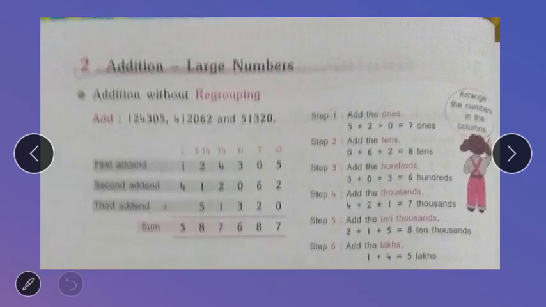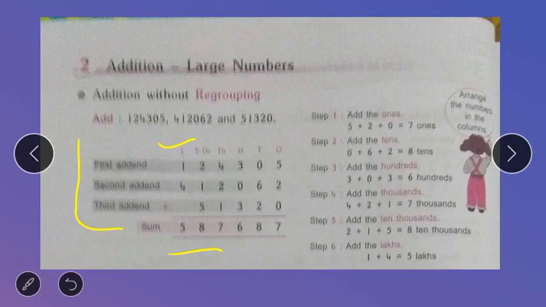Addition of large numbers. This is the second topic of Unit 3. As you were adding small numbers, up to the place of thousands, here you are going to add numbers which are up to the digit of lakhs. These are the addends, what we are going to add, and the answer you get is the result.